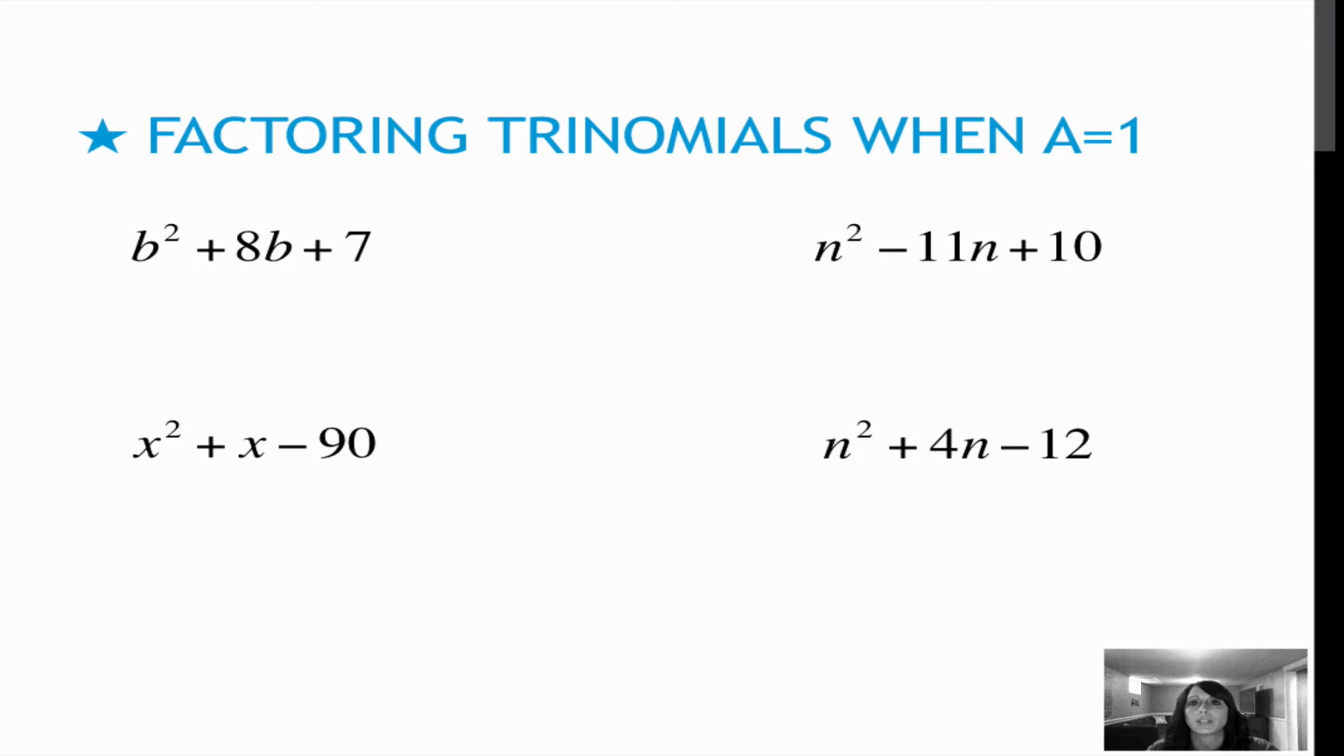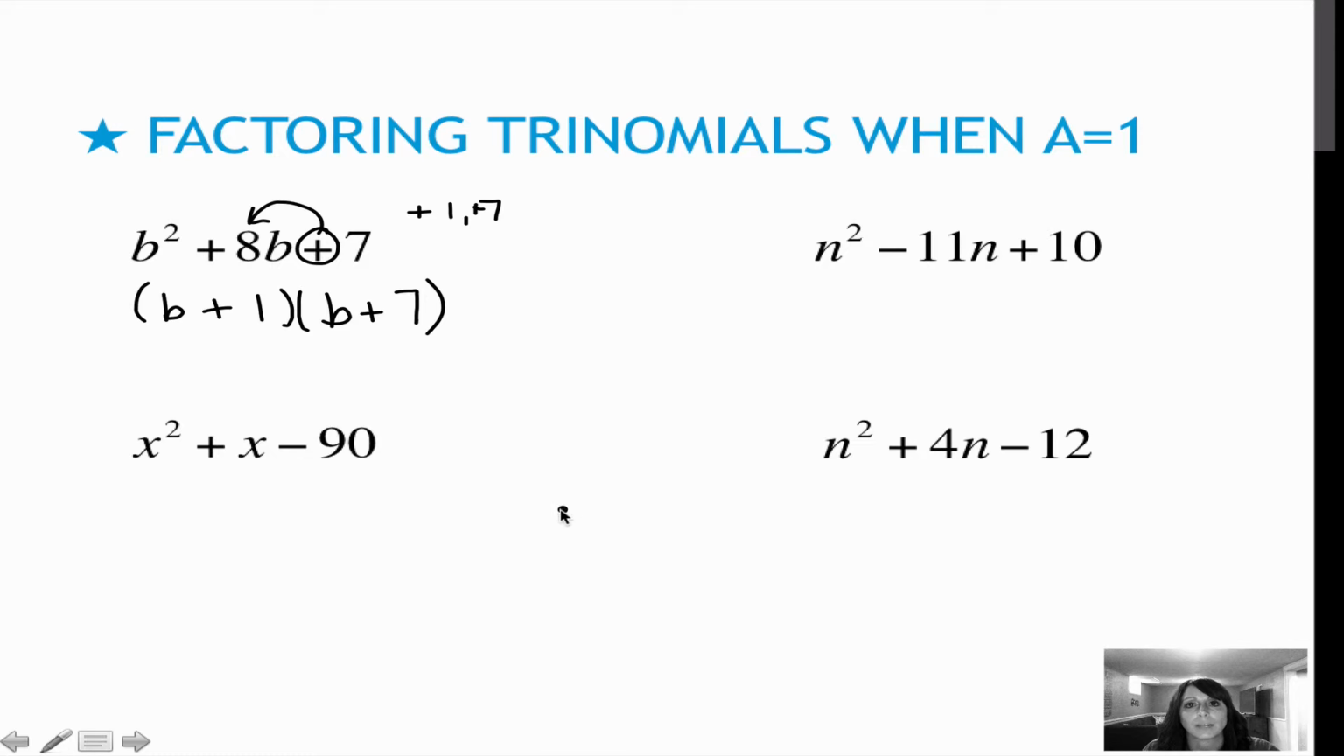Go ahead and press pause, try all 4 of these, then press play to see how you did. For my first example, numbers that multiply to 7 that add to 8 are 1 and 7, positive 1, positive 7. So b plus 1, b plus 7.